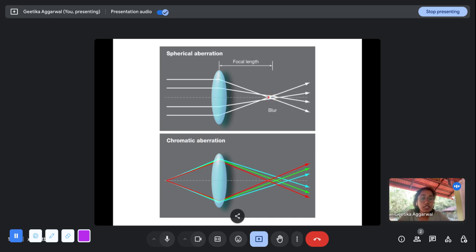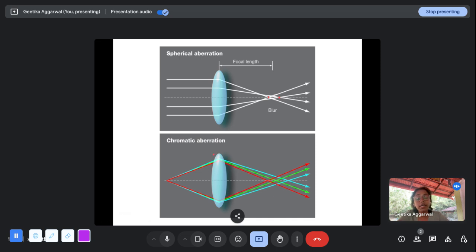So if you think of this as the focal point, all the rays are not going through the same point. There are two foci here. So that leads to some blurring of the image, because not all rays are meeting at the same point. This is called spherical aberration.